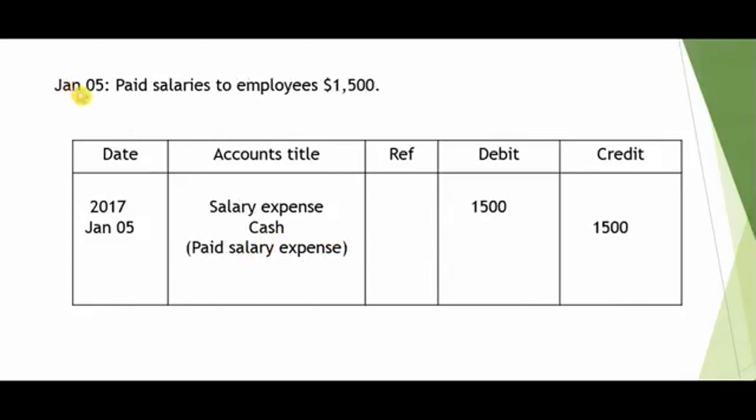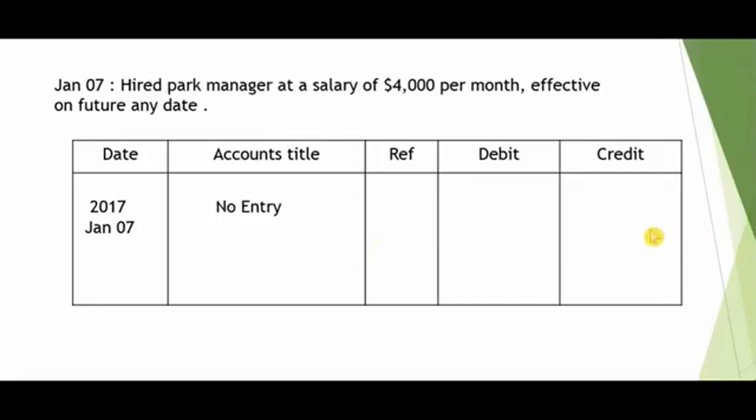The fourth transaction is, on 5th January, paid salaries to employees, 1,500. Here the salaries expense is increasing, so salaries expense 1,500 is debit, and cash is decreasing, so cash 1,500 is credit.